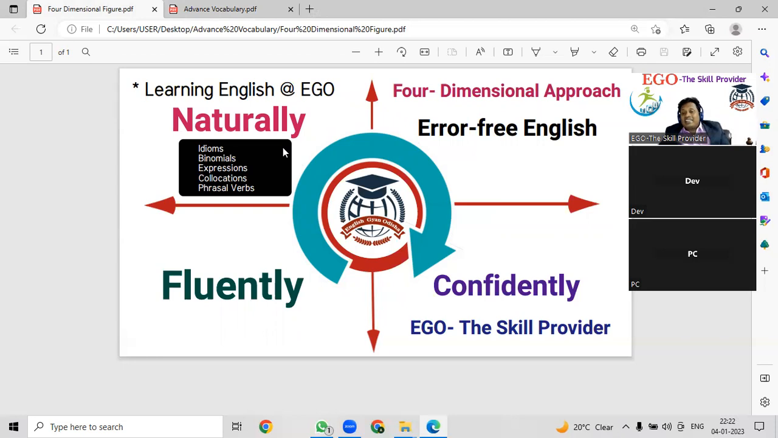To speak English naturally, you are supposed to use 5 different things in your sentence. The first one is called idioms. The second one is called binomials. The third one is called expressions, collocations, and the fifth one is called phrasal verbs. If you are not using these five things, you cannot be a natural speaker. You cannot speak English naturally.